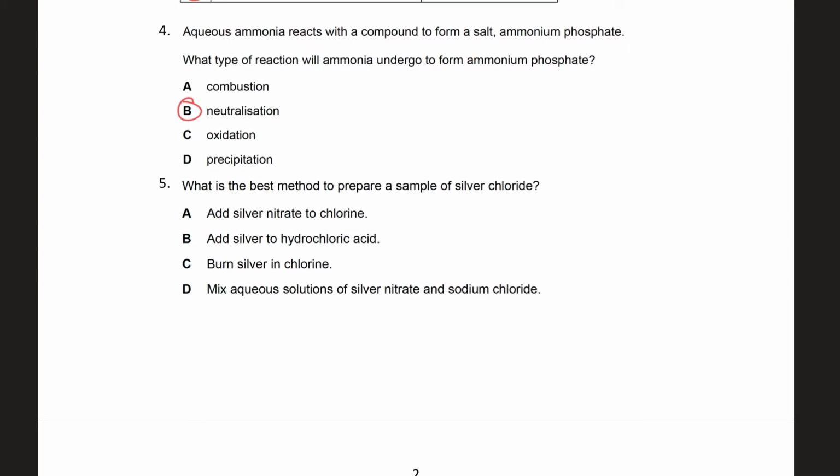What is the best method to prepare a sample of silver chloride? Again, it's an insoluble salt, so we are going to do precipitation. So we are going to mix two soluble salts to get one insoluble salt, so that is D.